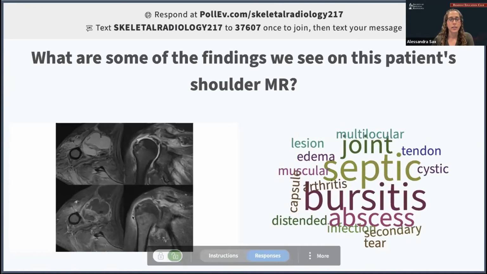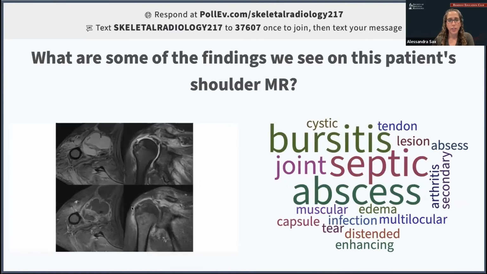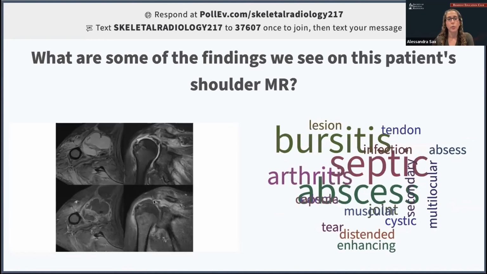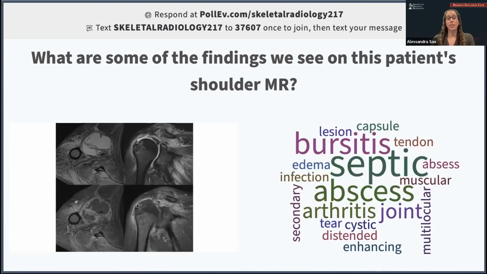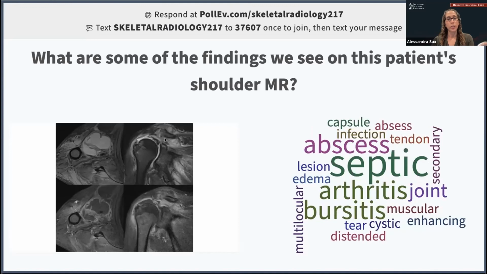Exactly. There's this joint effusion, thickened synovium, lots of adjacent soft tissue edema. She happens to have a rotator cuff tear. So this angry fluid is extending through that full thickness rotator cuff tear into the subacromial or subdeltoid bursa, even into the acromioclavicular joint. And then we've got all of this intramuscular edema and then this fluid collection.